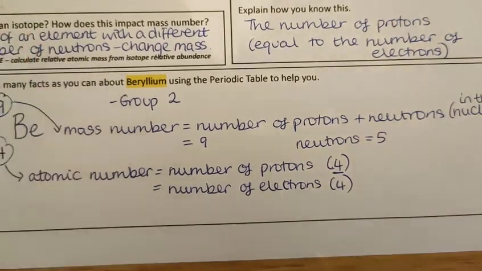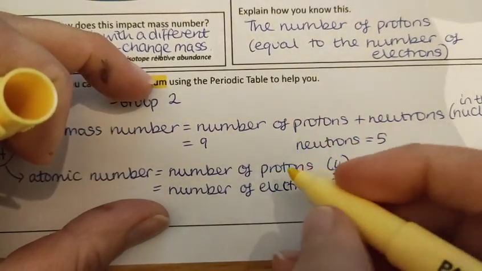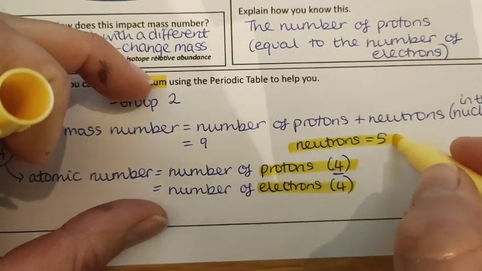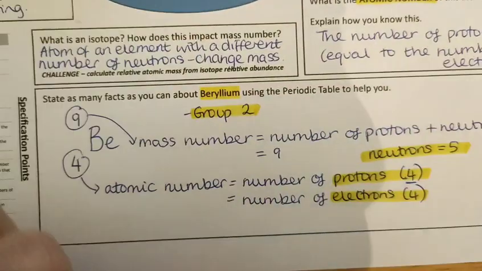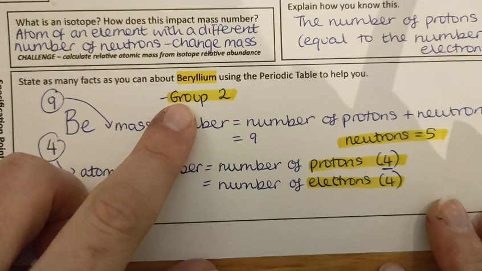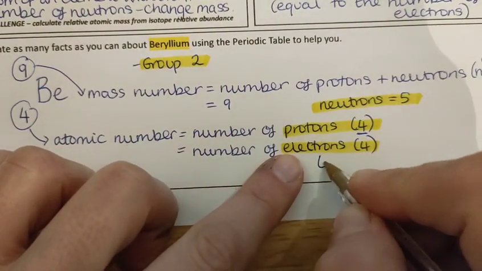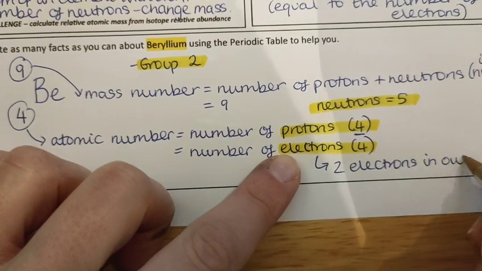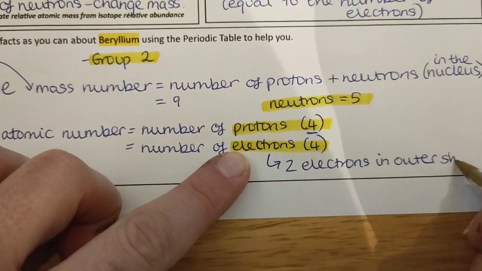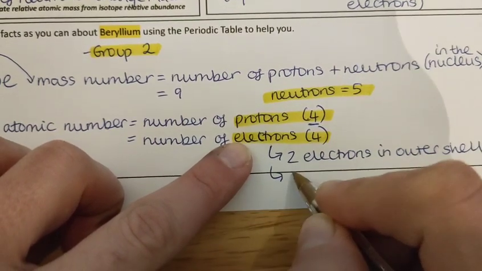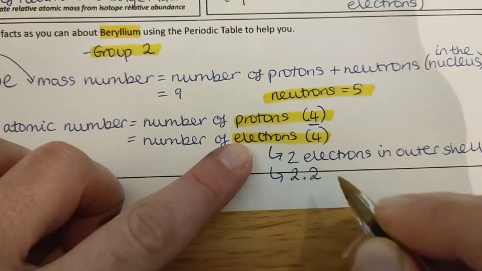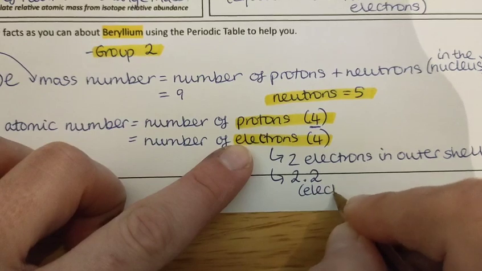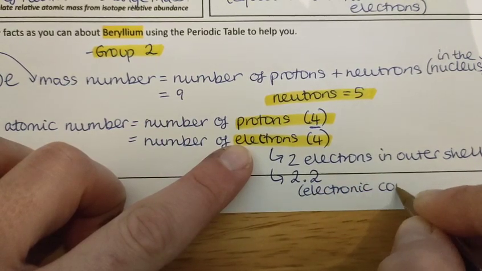So we've got, if I highlight it, protons is 4. Electrons is 4, neutrons is 5. It's in group number 2. If I look at that, group number 2 means it has 2 electrons in the outer shell. So I'll have the electronic configuration 2.2, because 2 add 2 is 4. So I'll just put that in brackets, electronic configuration.